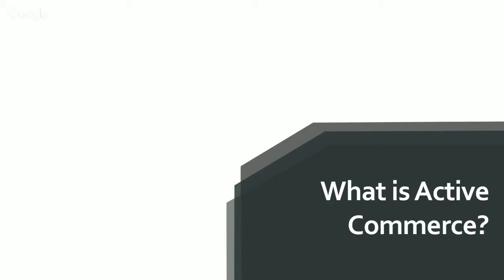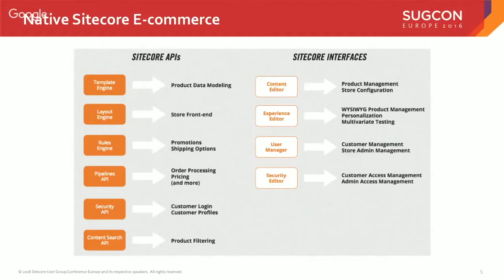So just quickly, what is Active Commerce? In short, we're native Sitecore e-commerce. We utilize Sitecore APIs to build out e-commerce functionality on the Sitecore platform. So simple things like modeling product data using Sitecore templates, obviously using the Sitecore layout engine for all our commerce pages, making some creative use of the rules engine for things like promotions and pricing rules, and obviously Sitecore security for customer logins and so on.